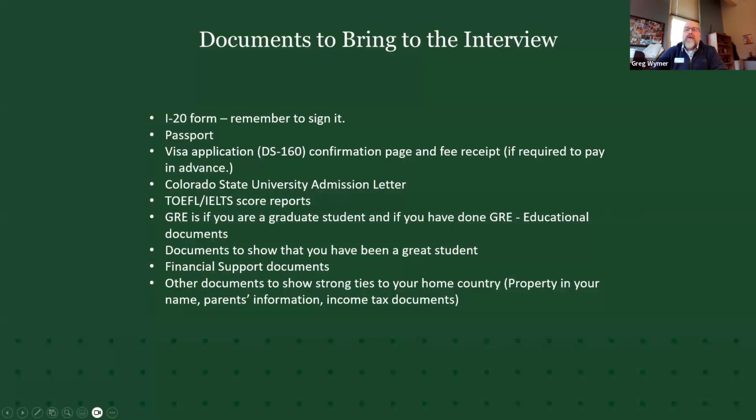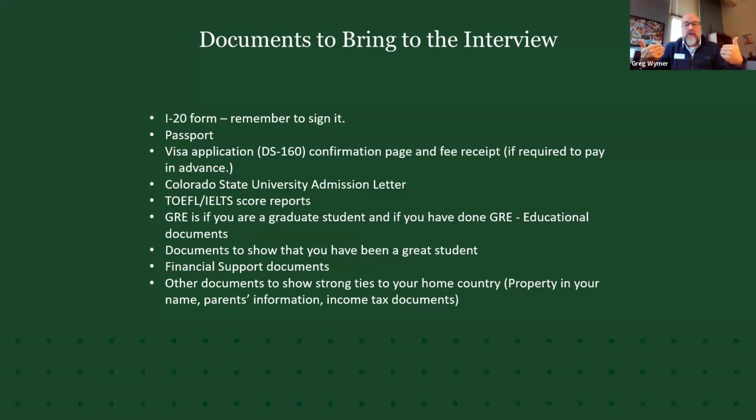Okay. So documents to bring. You want to bring your I-20 form. Remember to sign it. We're going to send it to you electronically. You want to print that off and sign it. Bring your passport, your visa application, the DS-160 confirmation page, and fee receipt if required to pay in advance. Your Colorado State University admissions letter, TOEFL, IELTS scores, or whatever you've proven to show that you're fluent in English.